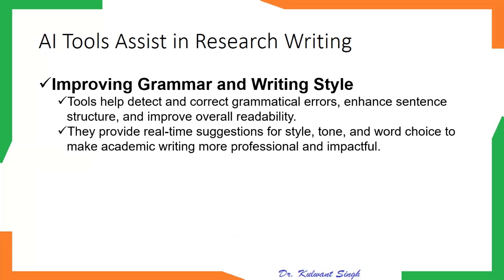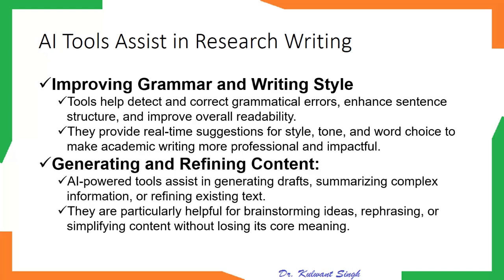First is improving the grammar and writing style. AI tools help with the detection of and provide suggestions for grammatical errors. We can enhance the structure of our sentences and the overall readability of our content. And these tools are capable of providing suggestions to improve the tone and the word choice to make our content professional and impactful.